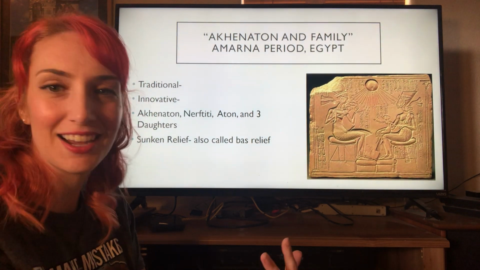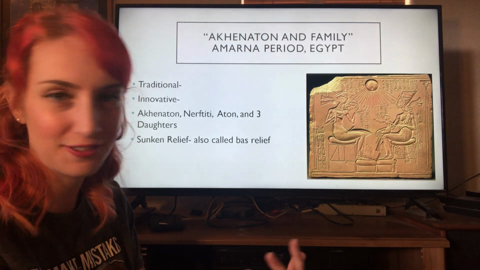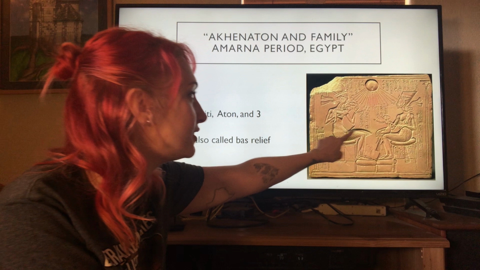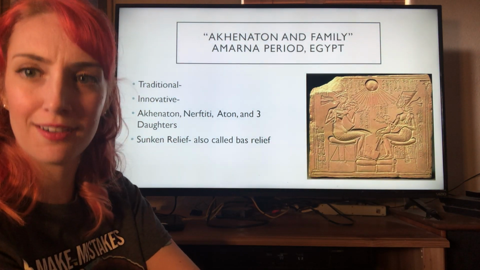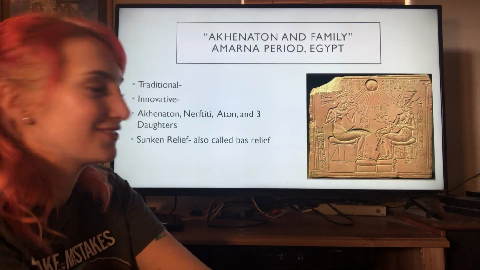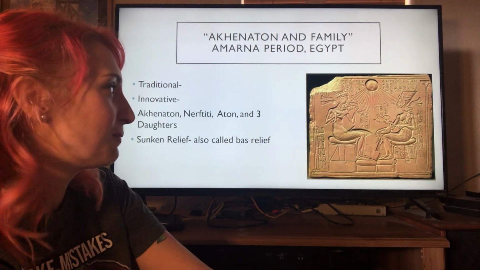We also see a less than idealized pharaoh. We can see the rolls in his stomach. We can see the pooch of his belly. So not the strong, ideal, divine victor. Now it's this regular person who has this regular jaunt with his family.